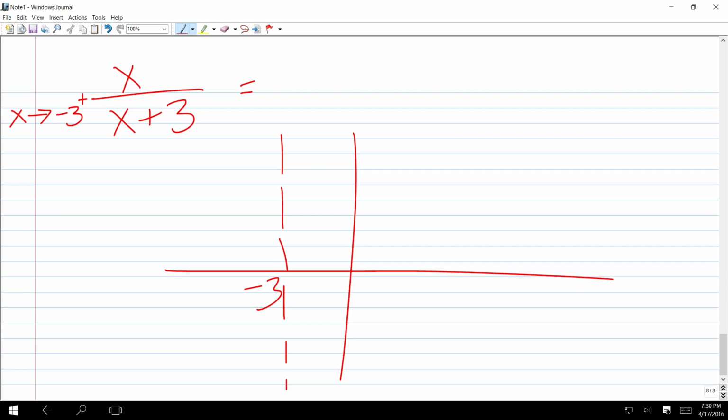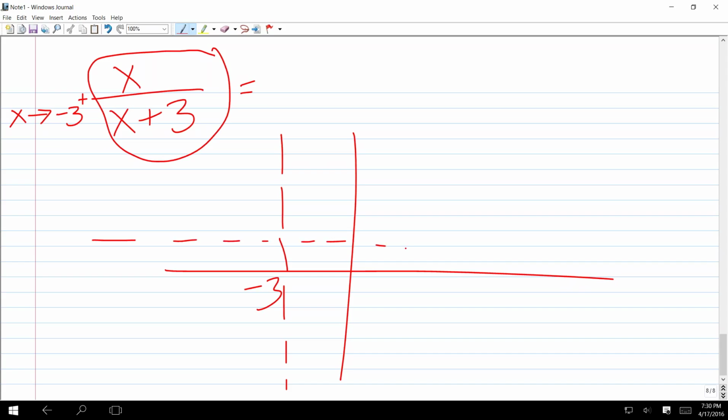Well, I have a horizontal asymptote at where? What's the horizontal asymptote if I graph that? Remember what a horizontal asymptote is. It's what y is going to approach as x goes to positive infinity. Is that just 1?